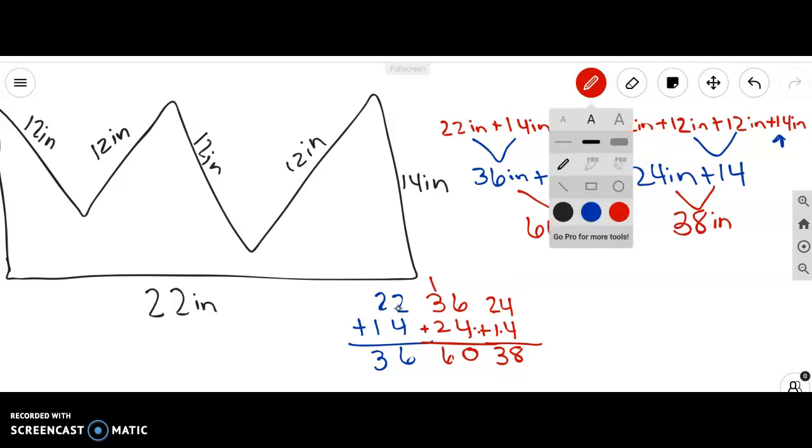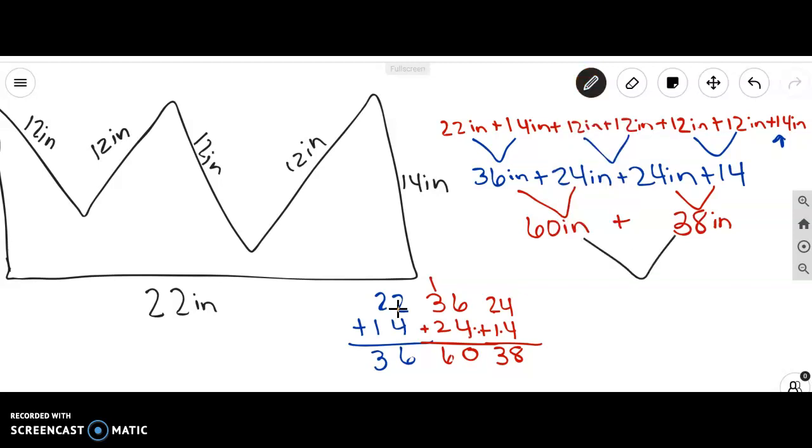And we have one last pair that we can add together. Again, we can do it in the blank space. 60 plus 38. 0 plus 8 is 8. 6 plus 3 is 9. So we have 98 inches. So our answer will be 98 inches.